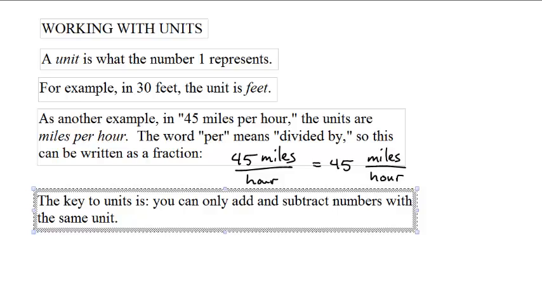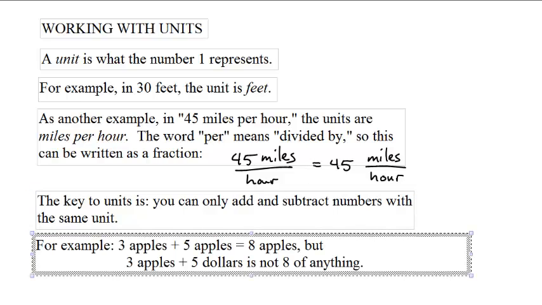The key to units is this. You can only add and subtract numbers with the same unit. I believe we've talked about this already. So, for example, 3 apples plus 5 apples is 8 apples, but 3 apples plus $5 is not 8 of anything. If you have 3 apples and $5, you have 3 apples and $5. I guess you could say you have 8 things, but no. You just can't add things with different units. That's why you can add x's to x's, but not x's to x squareds, or x's to y's, or anything like that.